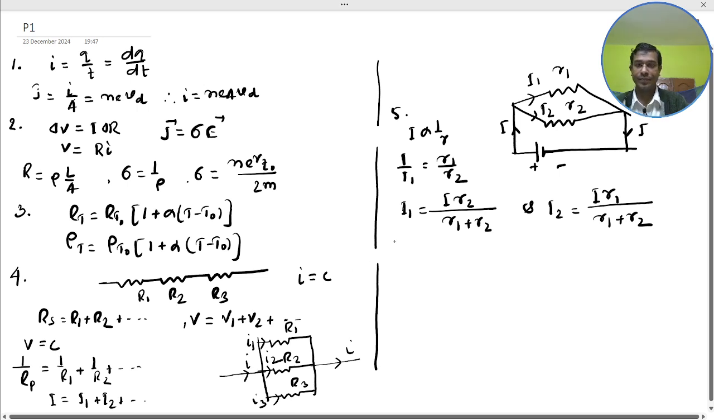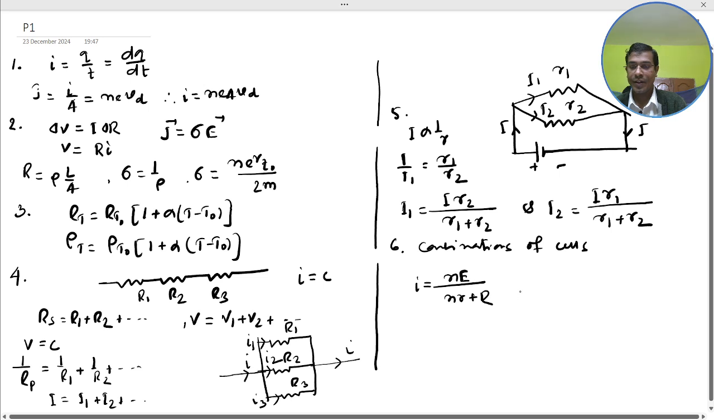So next one, with the combination of cells. If n cells whose internal resistance is r are connected in series with EMF E and external resistance capital R, then the current would become I = nE / (nr + R). If nr is less than capital R, then I would become nE / R.